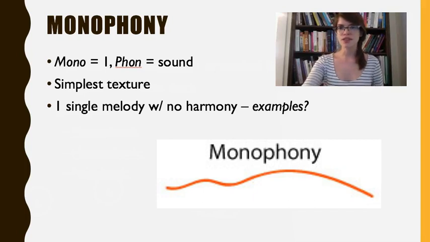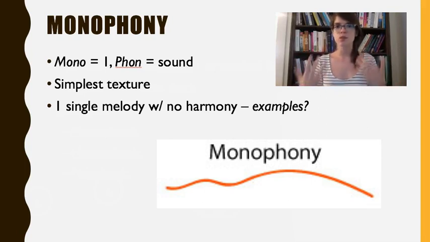I've illustrated monophony on the screen in graphic form using a wavy line. You can see the contour of the melody, and that line represents this one melody with nothing else. So a monophonic line is one single melody without any harmony. I challenge you to take a second here and think about examples of monophonic music, styles that use monophony quite a bit. It might be pretty challenging to think of times where you hear monophony happening.